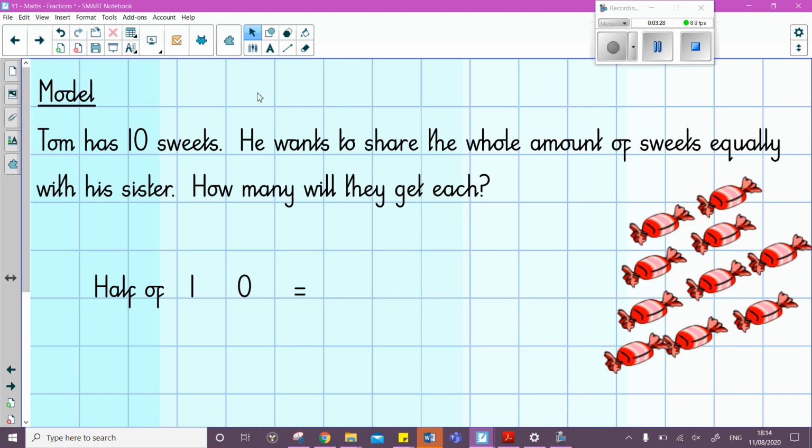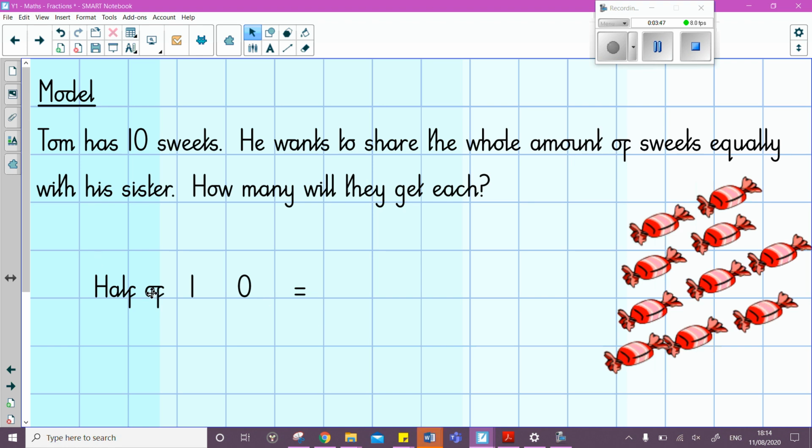So Tom has 10 sweets. Let's double check that he has 10. 1, 2, 3, 4, 5, 6, 7, 8, 9, 10. And he wants to share the whole amount of sweets. How many sweets does he have? He has 10. Equally with his sister. How many will they get each?